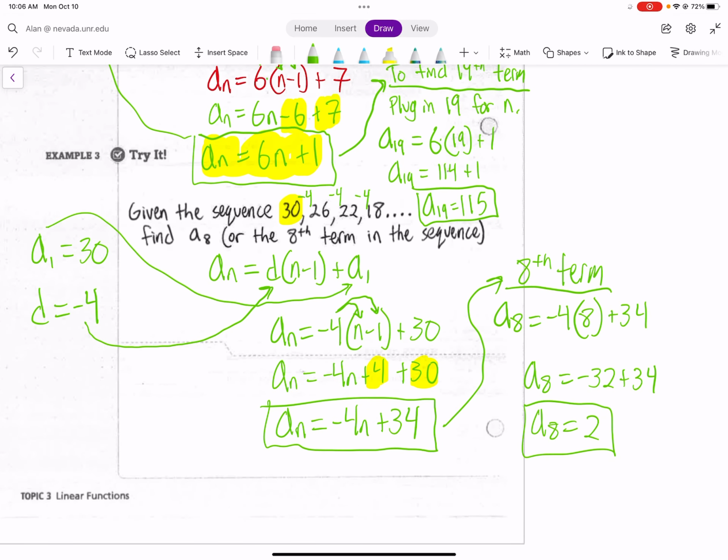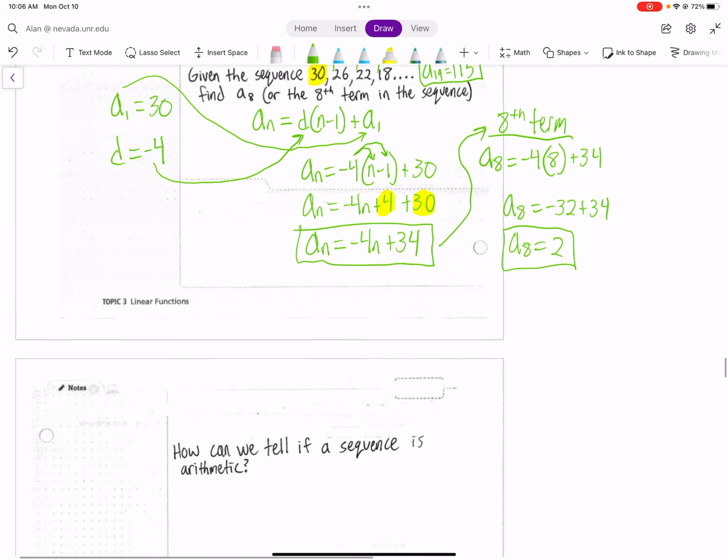Give you guys a second, make sure we have all of that written down. And let's go on to the next page.